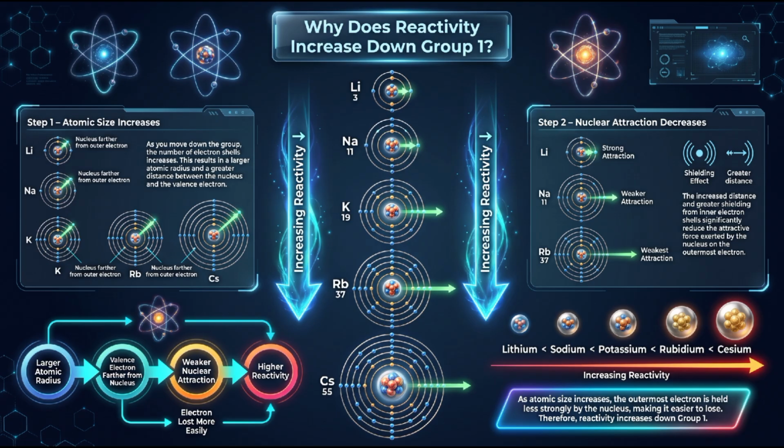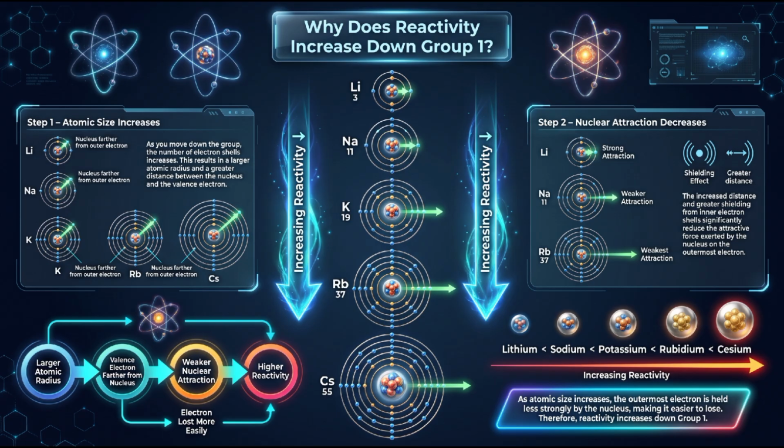The image illustrates this clearly by showing that the distance between the nucleus and the valence electron increases steadily from lithium to cesium. As the atomic radius increases, the outermost electron occupies a much larger orbit around the nucleus. Even though the nucleus also contains more protons, the greater distance prevents the nucleus from holding the outermost electron as strongly. Consequently, the valence electron becomes easier to remove.